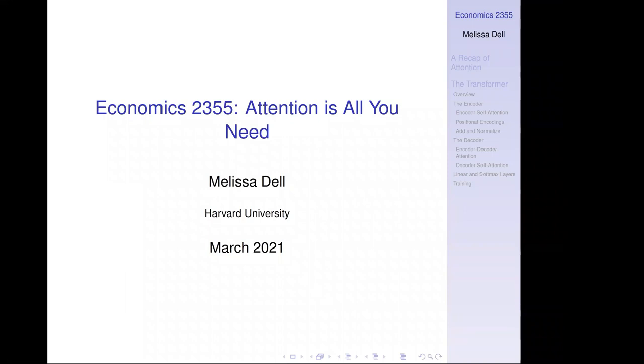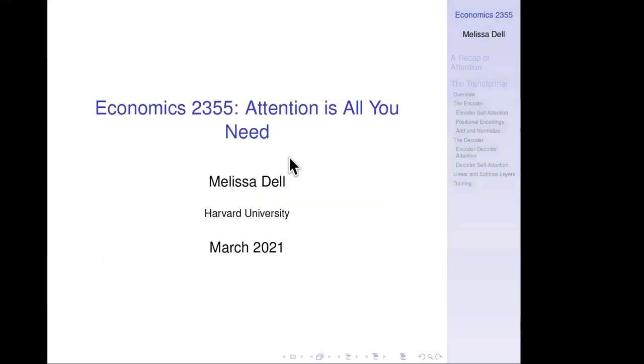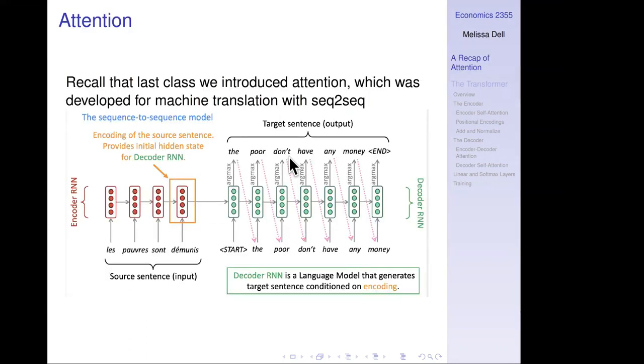And so today we're going to be talking about the paper Attention is All You Need, which has been an enormously influential paper in NLP. Before we get into the details of how that paper works, I just want to start by recapping attention, which we introduced last class in the context of a model called seq-to-seq that's used for machine translation.